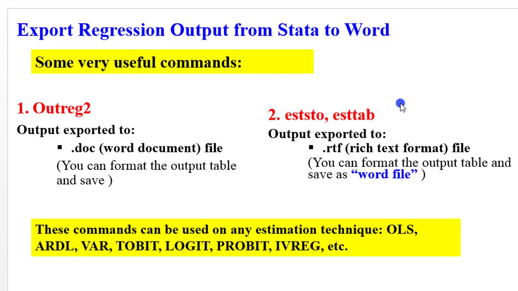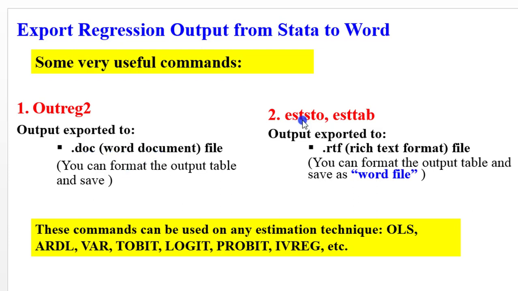Today I'll be showing you some very useful commands by which you can export your regression output from Stata to Word. On the screen are some of the commands I use all the time: outreg2, esttab, and estout commands. Once the outreg2 command is executed, the regression output will be exported to a .doc file, which is a Word document file, from where you can format the output and save.